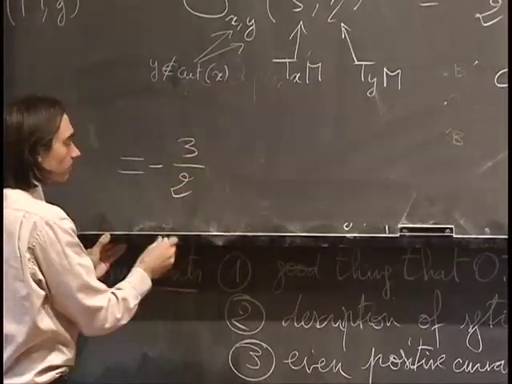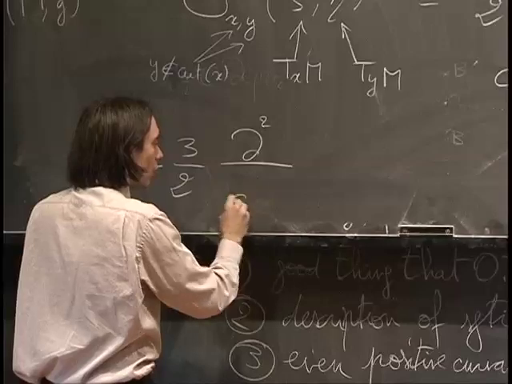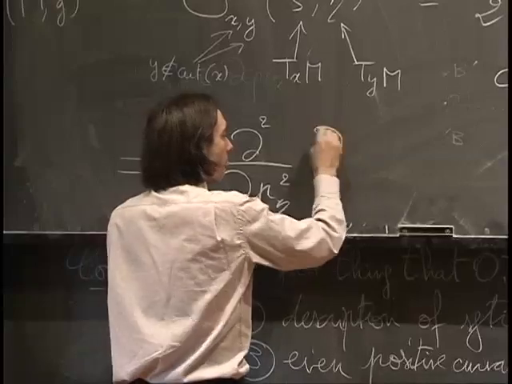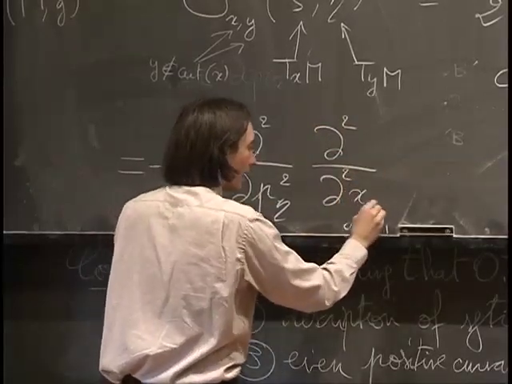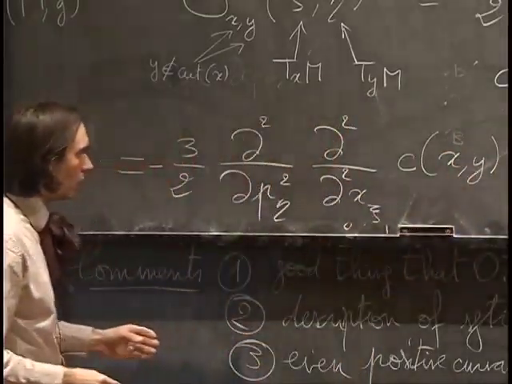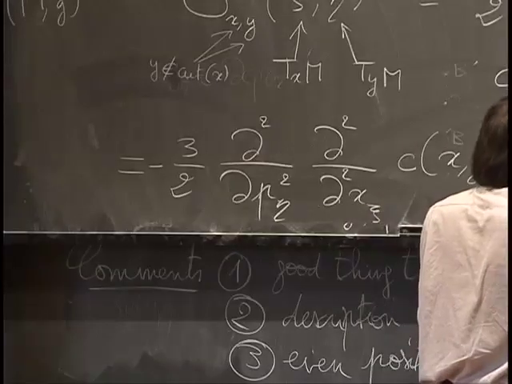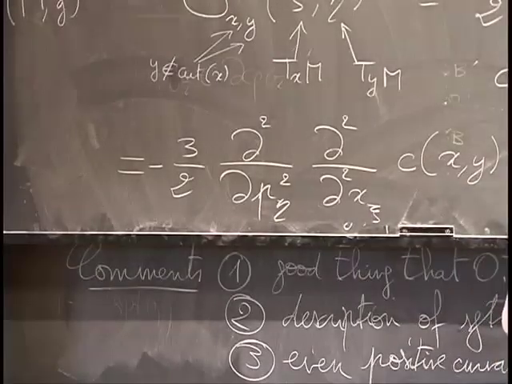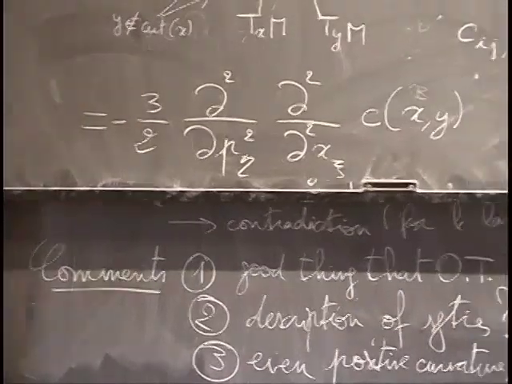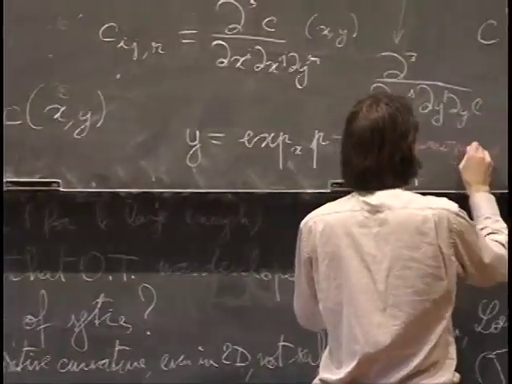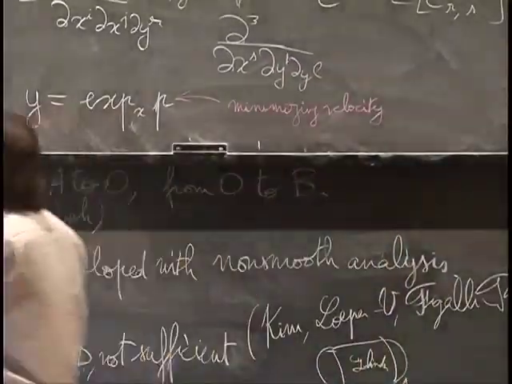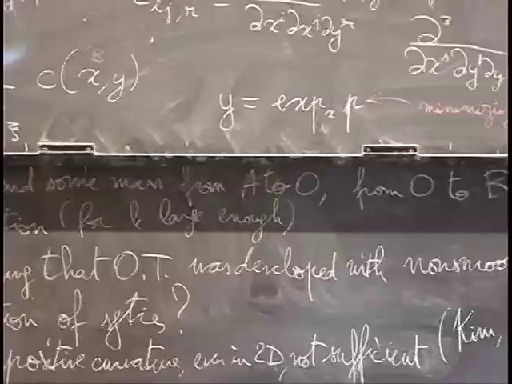-3/2 of second derivative with respect to p eta, of second derivative with respect to x xi, of c of x y, where y is equal to exp_x p, and this guy I choose to be minimizer. Minimizing velocity. So this form is more compact, but needs some explanation.